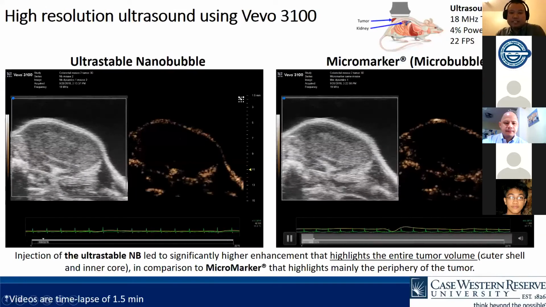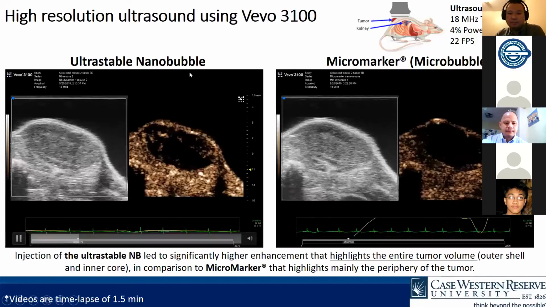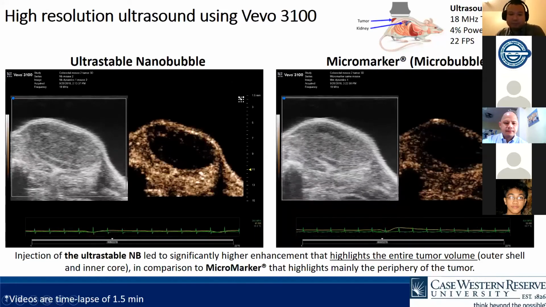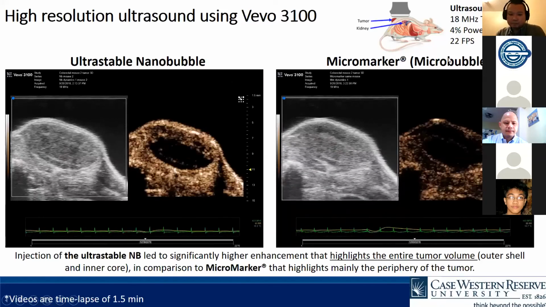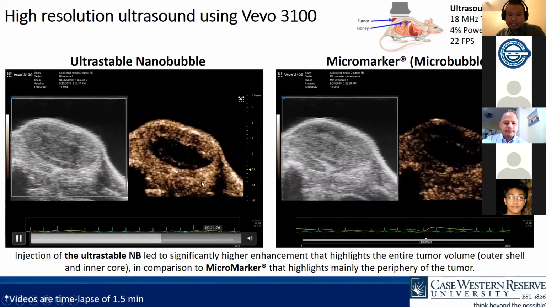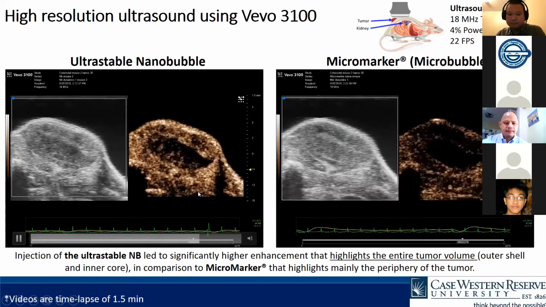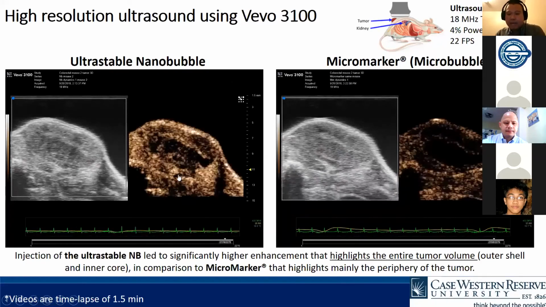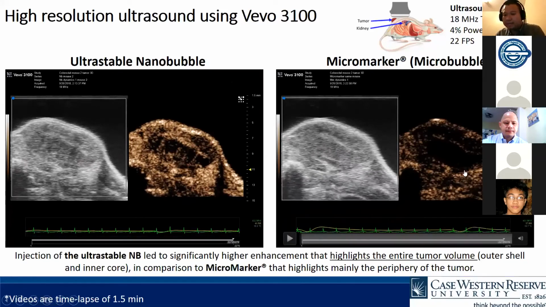So this is the movie comparing the ultrastable nanobubble versus a different commercially available microbubble in a flank tumor at the back of a mouse. So we can see here that there's higher enhancement. The signal is brighter for the ultrastable nanobubble. And also the nanobubble highlights the entire tumor as compared to the microbubble that's only highlighting the periphery of the tumor.